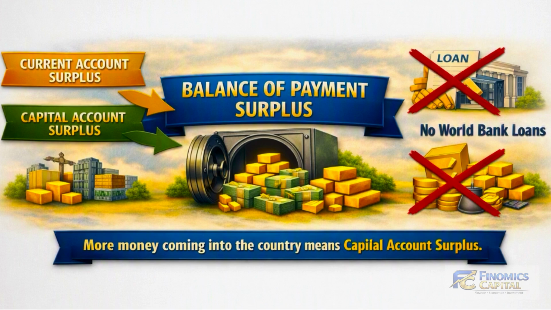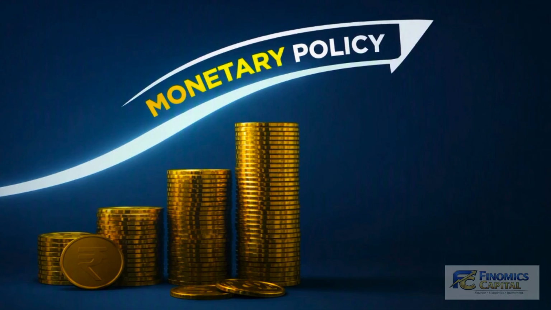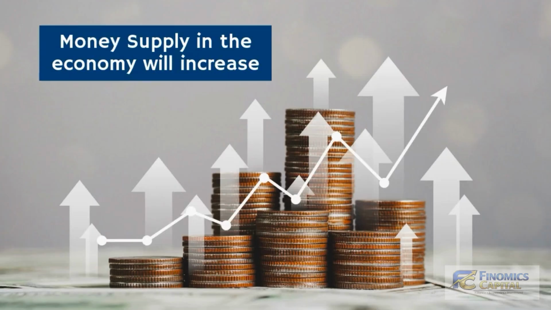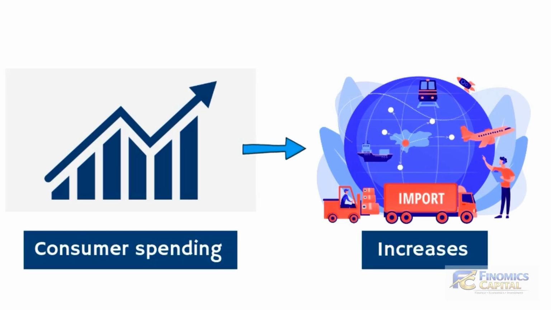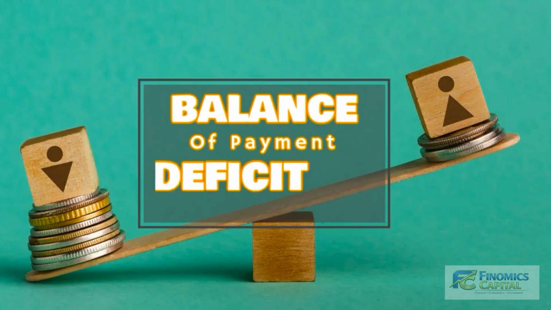If a country has high foreign currency reserves, then it will not need to take loans from the World Bank nor sell gold. How balance of payment affects monetary and fiscal policy. For example, expansionary monetary policy increases money supply and reduces interest rates. Money supply increases in the economy. If the price of goods bought from other countries becomes relatively cheaper in the domestic country, then imports increase. Due to this, a balance of payment deficit occurs.